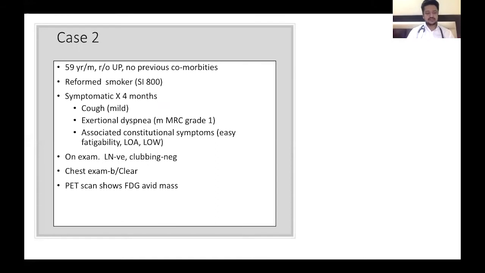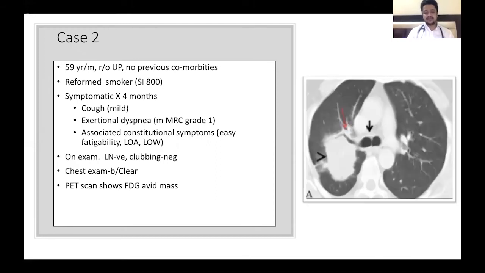So just quickly, the second case. In the second case, we have a 59-year-old male smoker, symptomatic for the last 4 months with cough, congestion, dyspnea, and associated constitutional symptoms. On examination, there was nothing. Chest examination was clear, and FDG PET CT showed an FDG-avid mass. So in this case, we have a mass, and this is a central mass.